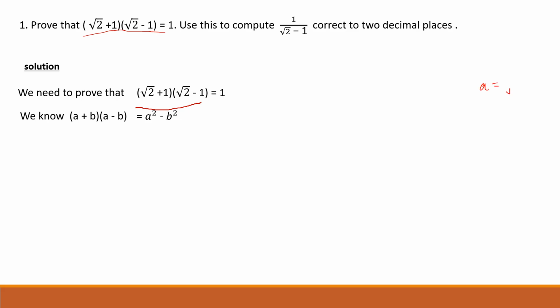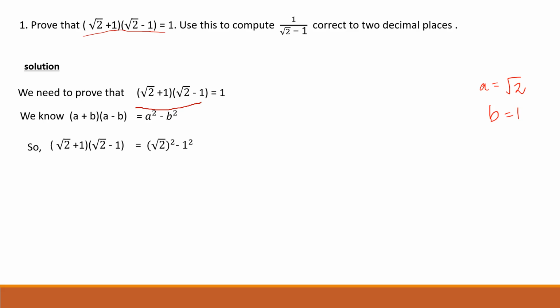a is equal to root 2, b equal to 1. And so, (root 2 plus 1) into (root 2 minus 1) can be rewritten as (root 2) the whole square minus 1 square. It is very necessary to put a bracket because otherwise you will make some mistake.